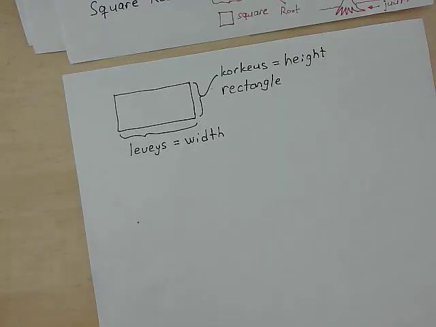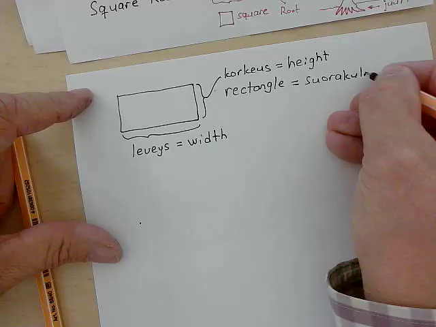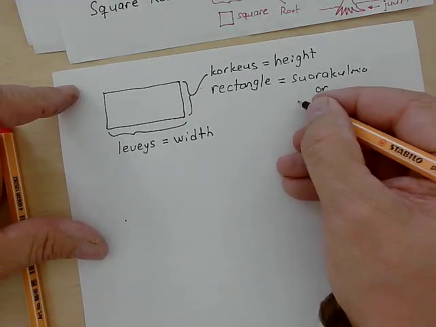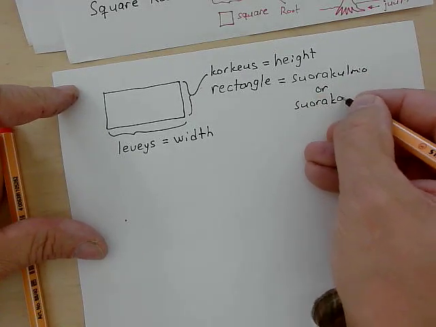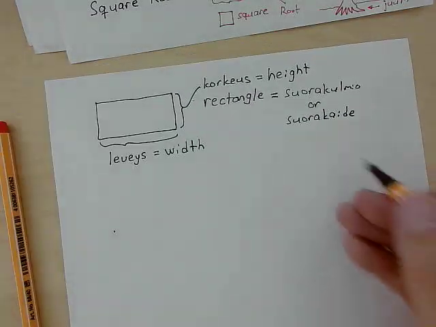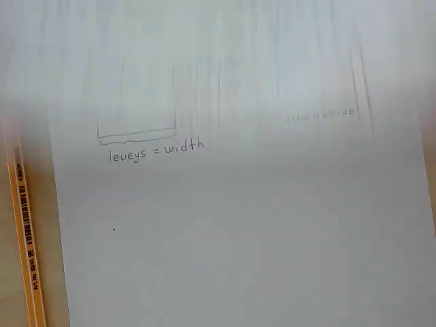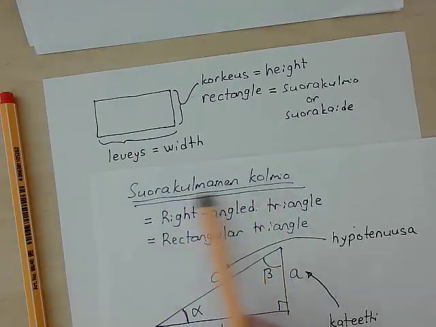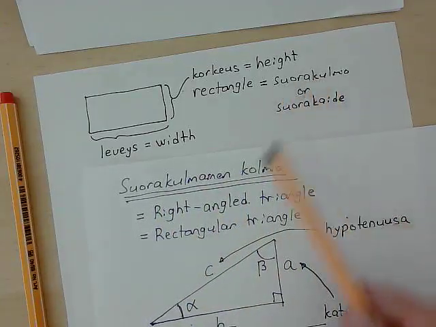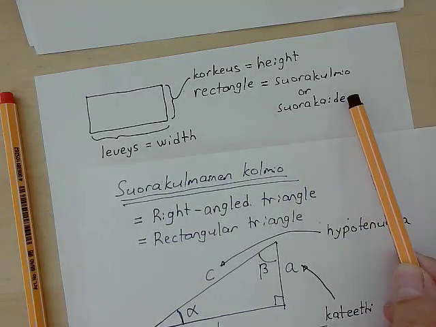This word rectangle is suorakulmio or suorakaide. Both words are used. In Finnish, for my Finnish students, I usually use suorakaide. That's because suorakulmio sounds so similar to suorakulmainen kolmio here. And if you don't listen carefully, you might think that it is the same. So I prefer to use the word suorakaide.